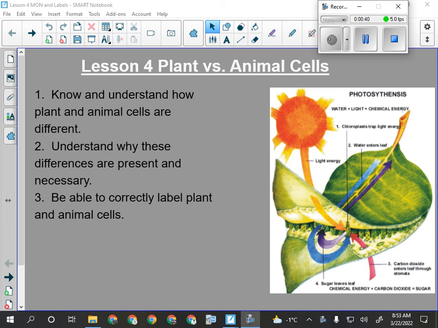Okay, so we got to know and understand how plant and animal cells are different. We have to understand why those differences are present and necessary, and then obviously be able to correctly label plant and animal cells. Okay, so why do you suppose plant cells and animal cells have differences? What do they do differently?